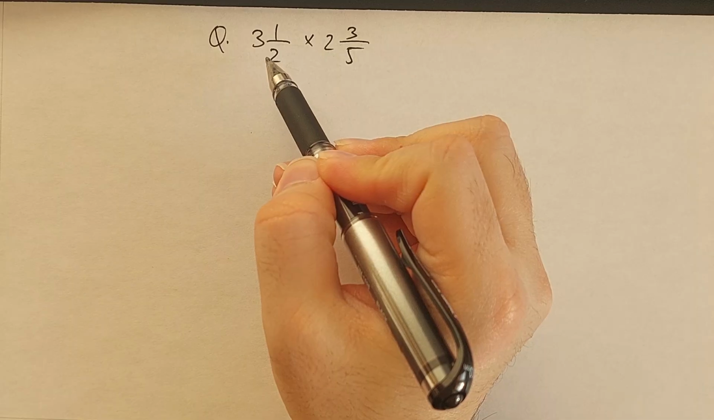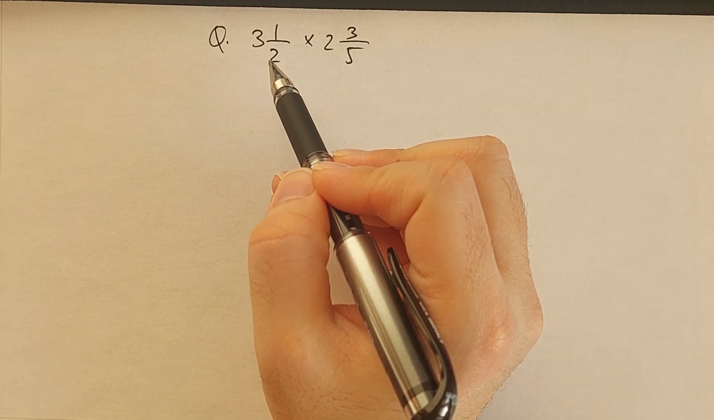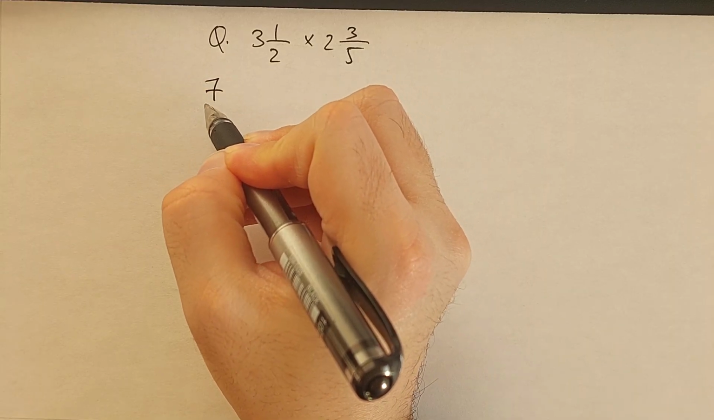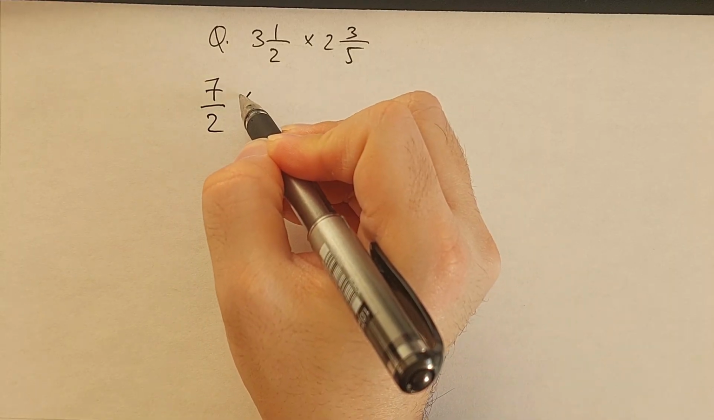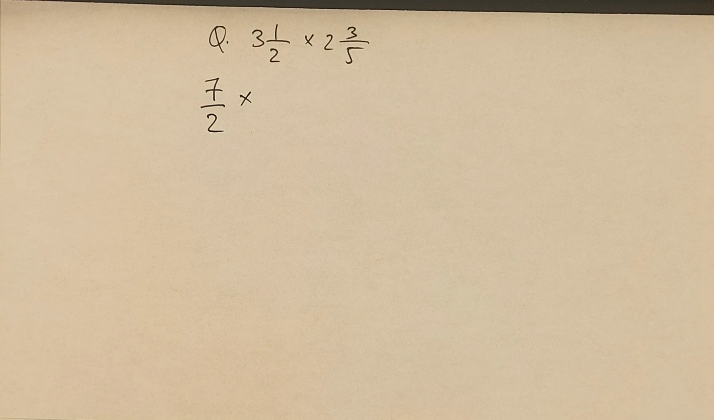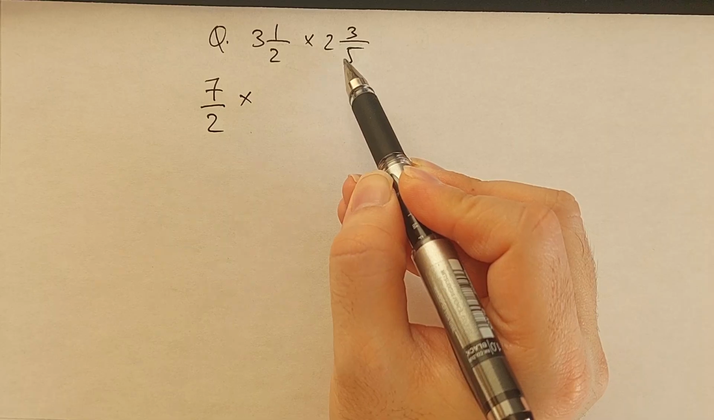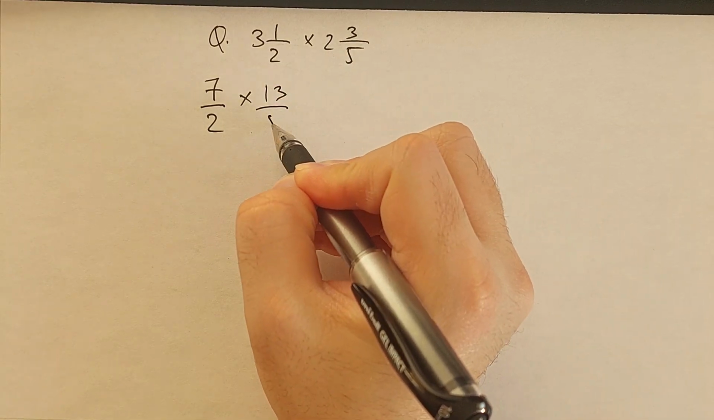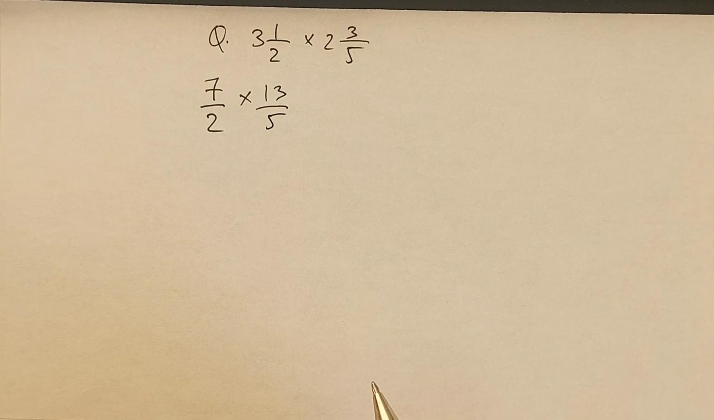So 3½ can be converted to an improper fraction. 2 times 3 is 6, plus 1 is 7, divided by 2. And 2 3/5 can be converted to an improper fraction. If we multiply 5 by 2, that's 10, plus 3 is 13. So we have 7 by 2 times 13 by 5.